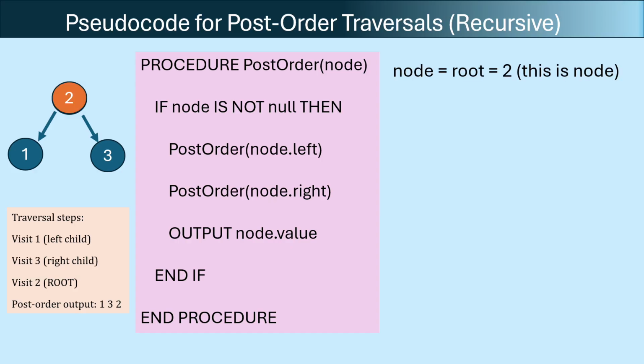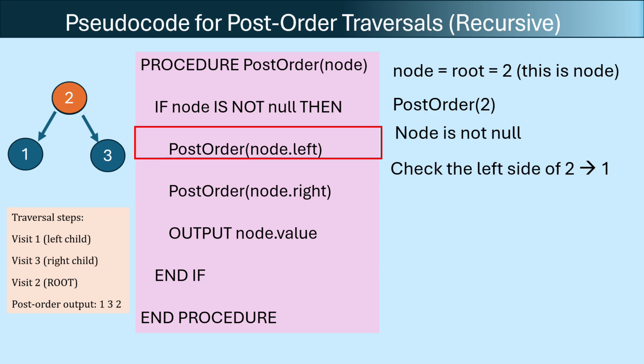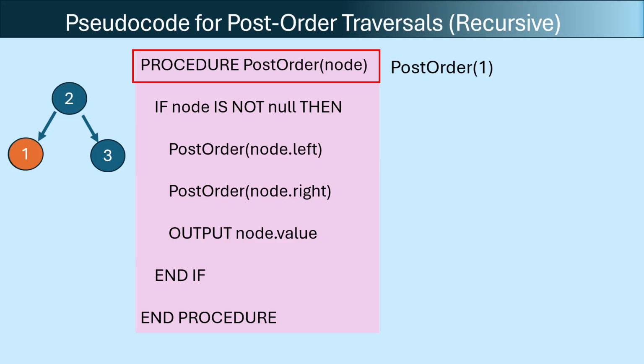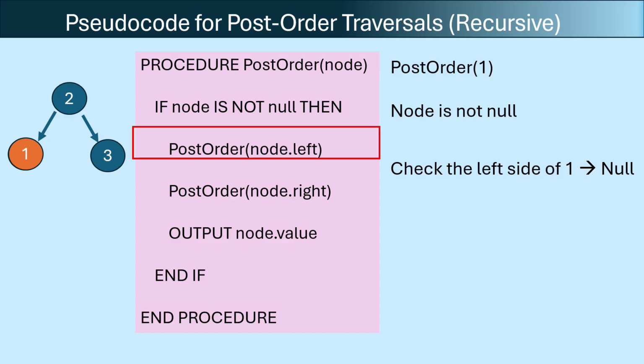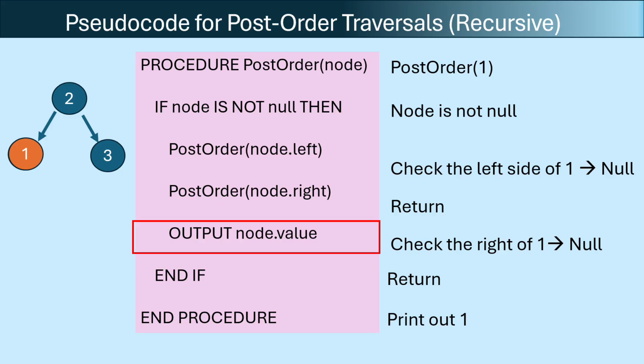So the root is always going to be the first one, which is 2. Post-order 2. It is not null. So we're going to look on the left side of 2. Well, the left side of 2 is 1. So now we're going to call for 1. Post-order 1. It is not null. We look on the left side of 1, which is null, so we return. We look on the right side of 1, which is null, then we return. Then we print out the value 1.